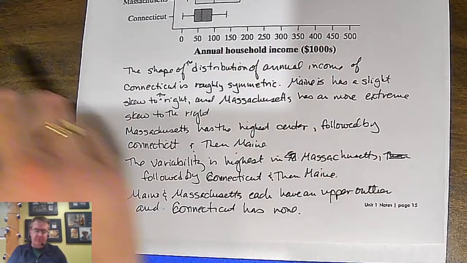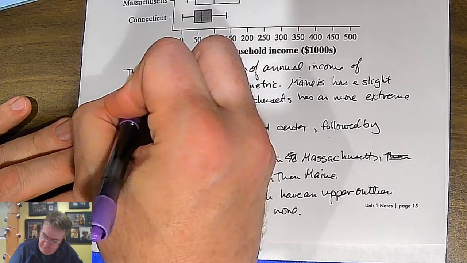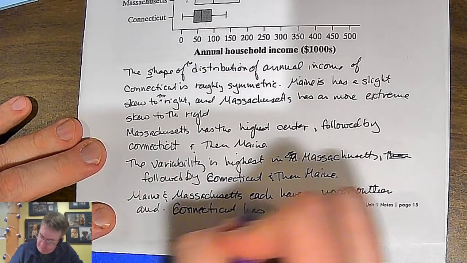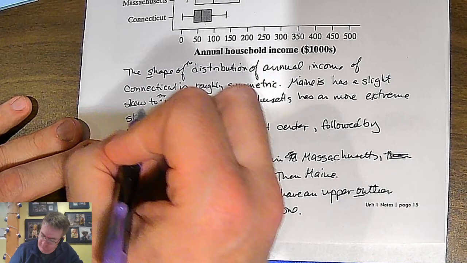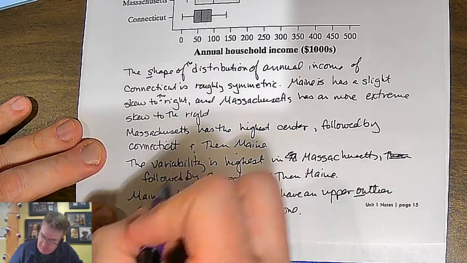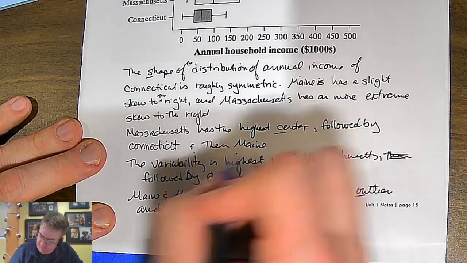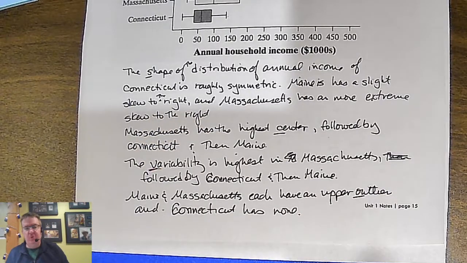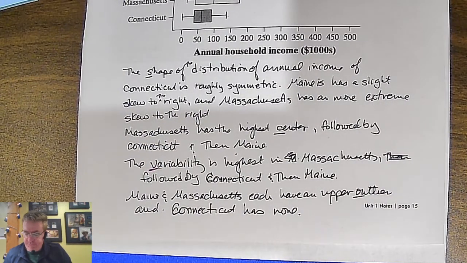Notice: shape, outliers, center, variability, SOCV. So, there we go.